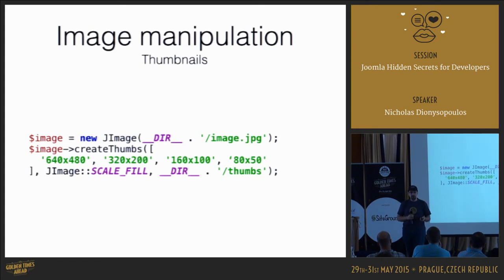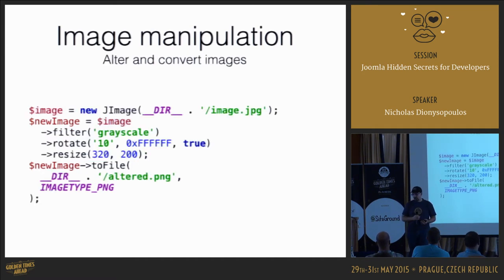So if you have written your CCK or, I don't know, gallery where it needs thumbnails in different sizes, or probably your social extension and the avatars need to be different sizes to be served to different clients, instead of trying to do everything manually, you can just use JImage, and there you have it, one line of code, everything created for you. With JImage, you can also do some more advanced stuff, including altering and converting images. Basically, you create a JImage object with your image, and then you can filter it, rotate it, resize it, or even apply your own custom filters, which is extremely useful in all those cases that I mentioned before.